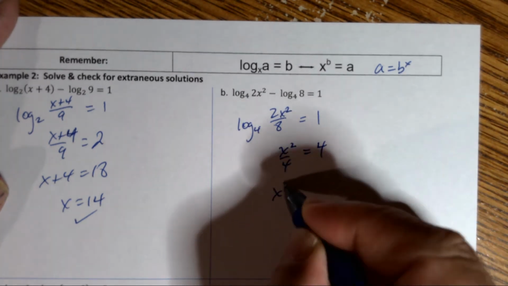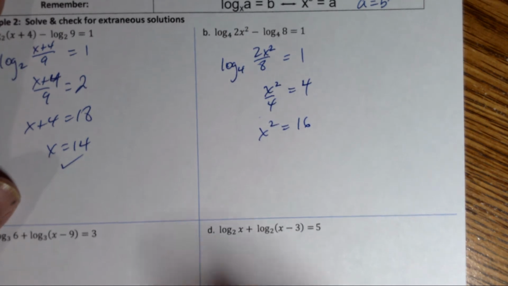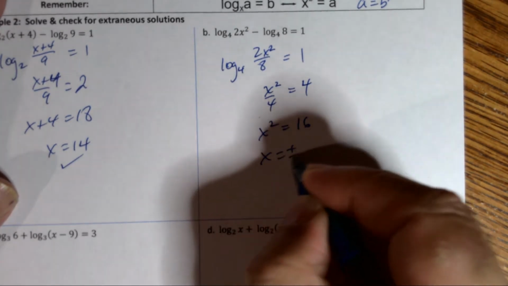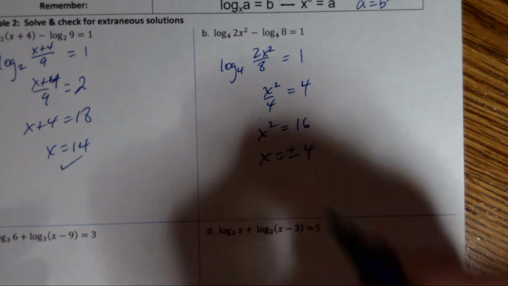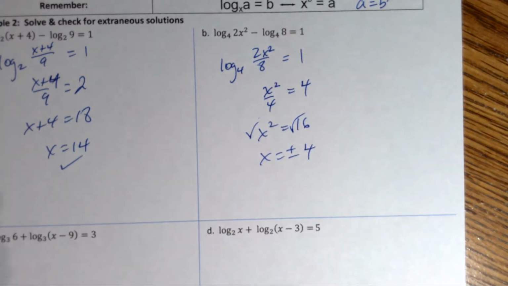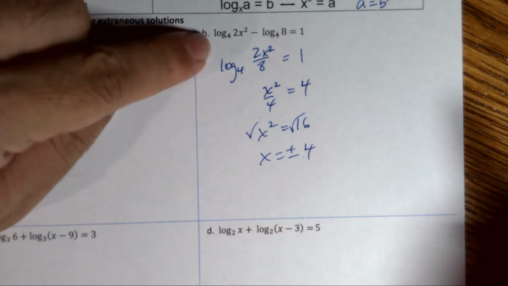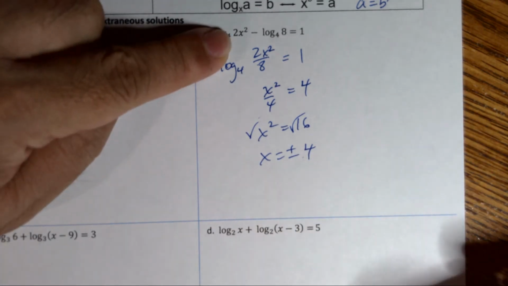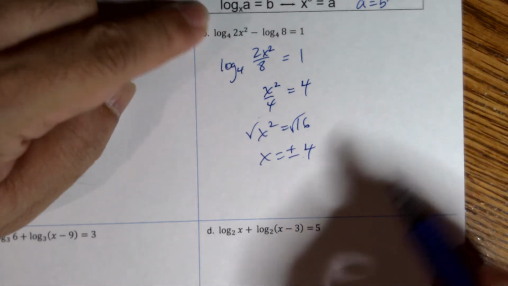Now multiply. So x squared equals 16, since 4 times 4 is 16. Let's go ahead and take the square root of both sides. So x equals plus or minus 4. And check the plus or minus 4. If you plug in positive 4, you're plugging it into an x squared, so that's positive. And if you plug in negative 4, it's positive, so that's okay. So that's it.